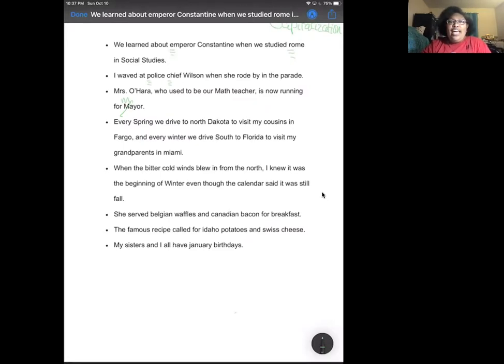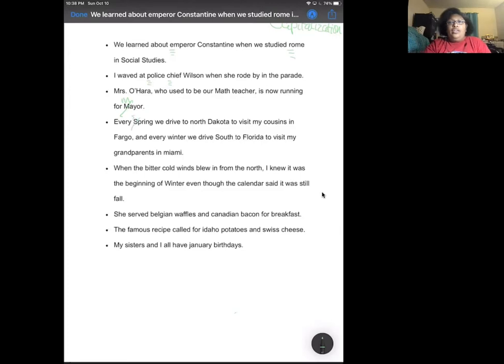Every spring we drive to North Dakota to visit my cousins in Fargo. And every winter we drive south to Florida to visit my grandparents in Miami. Woo, there's lots going on here. Okay. So we're talking about cardinal directions, and we are talking about seasons of the year, right? Calendar stuff. So what did we learn about fall, summer, winter, spring, and autumn? We know that they are not capitalized.